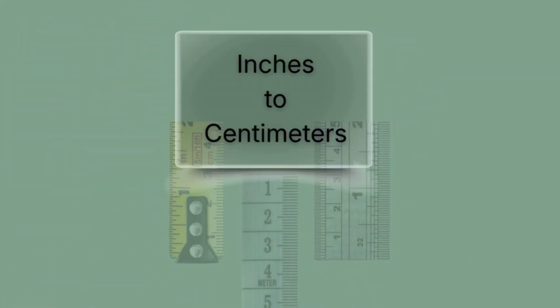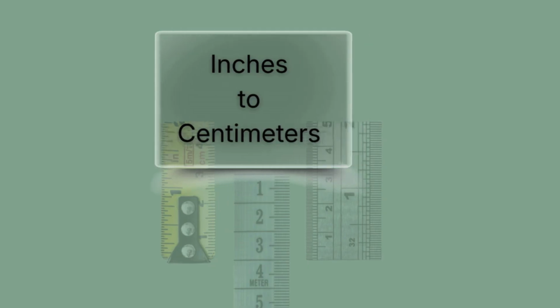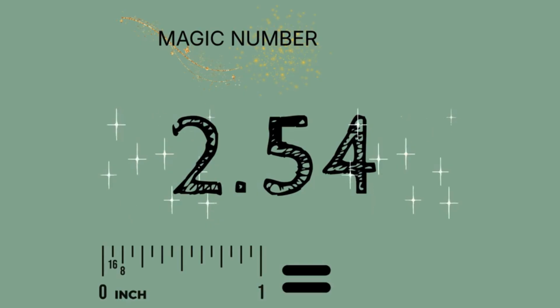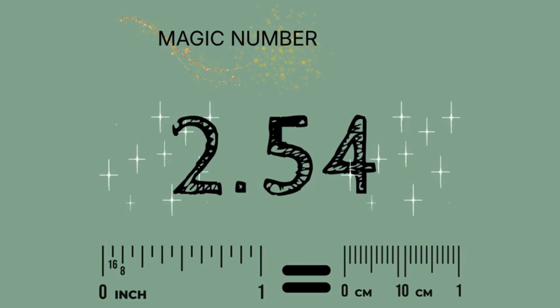United States, we measure height in inches, while much of the world measures in centimeters. Let's take a look at how to convert between these units. There's a magic number here as well, and that is 2.54. 1 inch is equal to 2.54 centimeters.